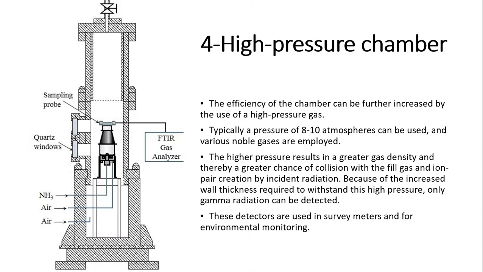Number 4. High pressure chamber. The efficiency of the chamber can be further increased by the use of high pressure gas. Typically, a pressure of 8 to 10 atmospheres can be used, and various noble gases are employed. The higher pressure results in a greater gas density and thereby a greater chance of collision with the fill gas and ion pair creation by incident radiation. Because of the increased wall thickness required to withstand this high pressure, only gamma radiation can be detected. These detectors are used in survey meters and for environmental monitoring.